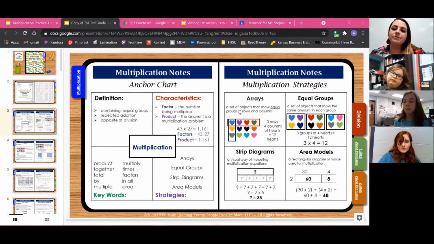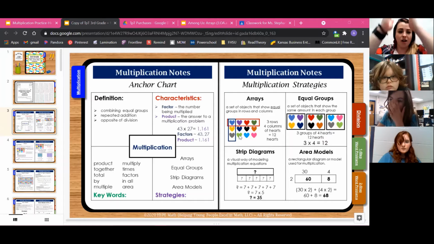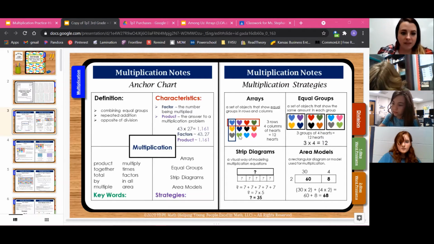So we have arrays. They're a set of objects that show equal groups in rows and columns. So 3 rows and 4 columns of hearts equal 12 hearts. Rows go across and columns go up and down. How I remember that is, if you think of a column on a building, it goes up and down. If you remember that's a column, then you automatically know the rest is rows. Rows would be like if you were in an auditorium that had rows of seats, okay?